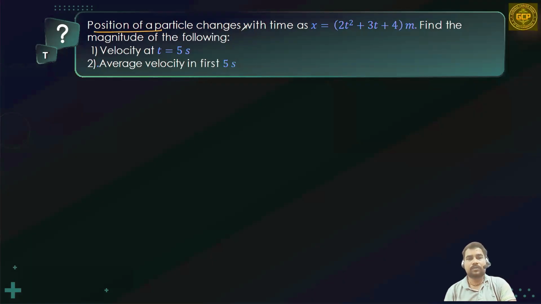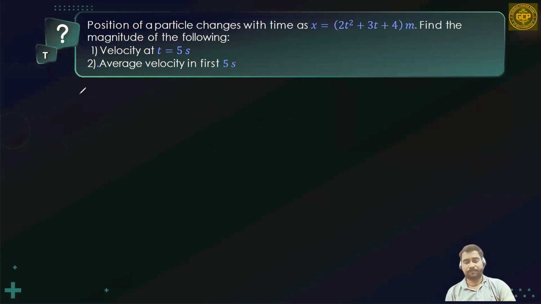The question is: the position of a particle changes with time as this. Find the magnitude of the following: velocity at t equal to 5 seconds, and average velocity in the first 5 seconds. So this is going to be the question. Now let's try to solve it. The first part is very easy. Position is given and velocity is asked.